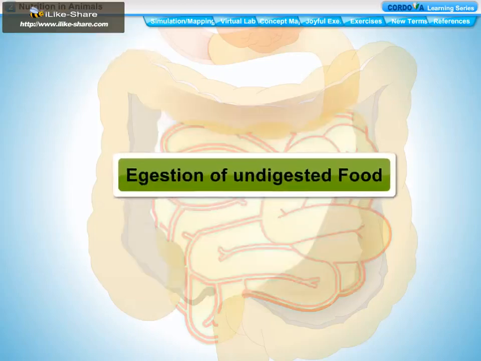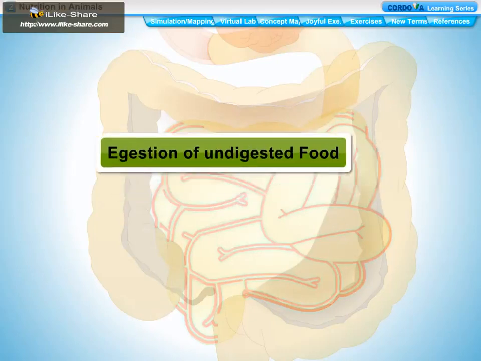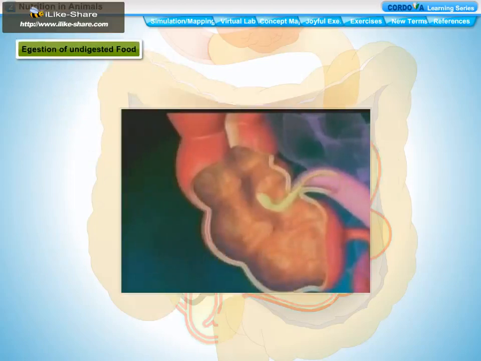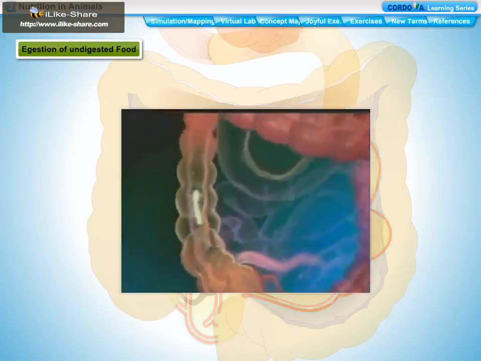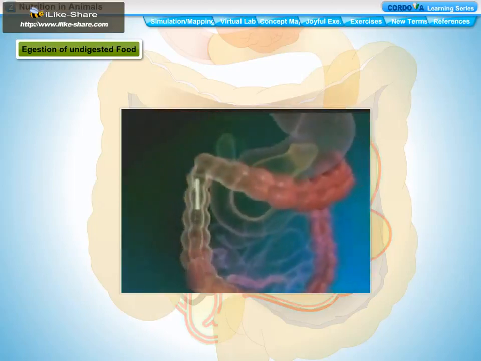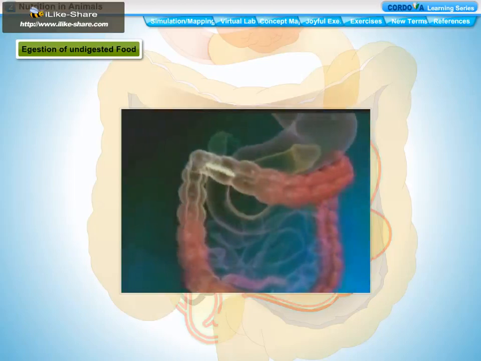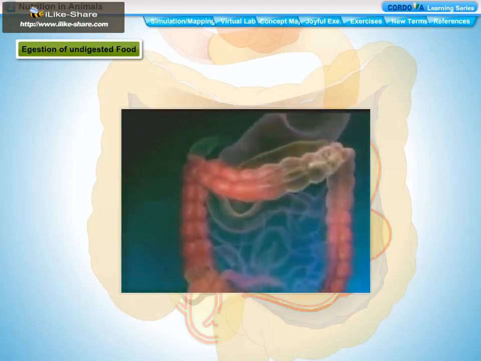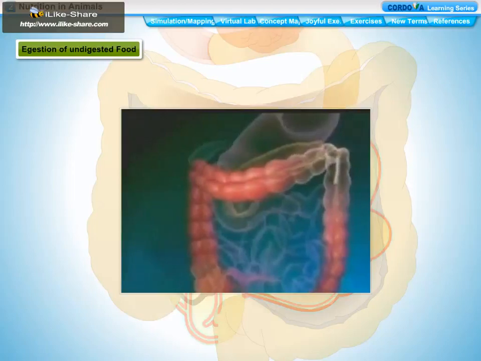Egestion of undigested food. The food that remains undigested and unabsorbed passes from the small intestine into the large intestine, which is wider and shorter than the small intestine. It is about 1.5 meters in length. Its function is to absorb water and some salts from the undigested food material.